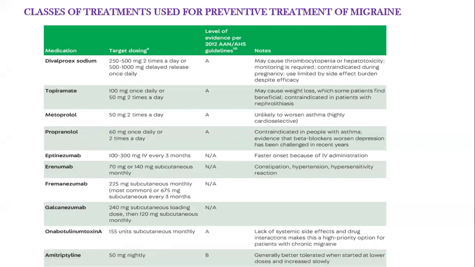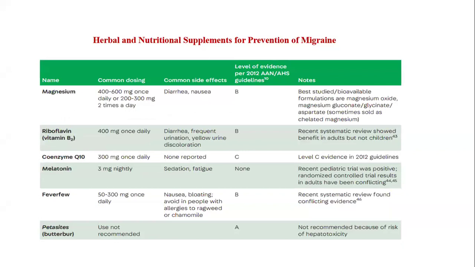And amitriptyline, whenever patient is having features of depression, psychosocial issues along with the migraine headache, at that time we can use amitriptyline. And other drugs thought to be helpful are magnesium preparation, riboflavin preparation, coenzyme Q preparation, melatonin. All these are also helpful in the prevention of migraine attacks.